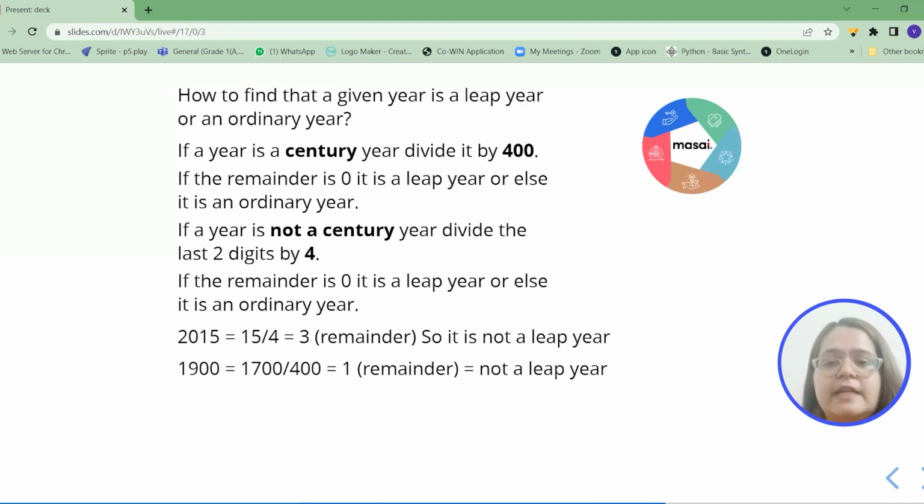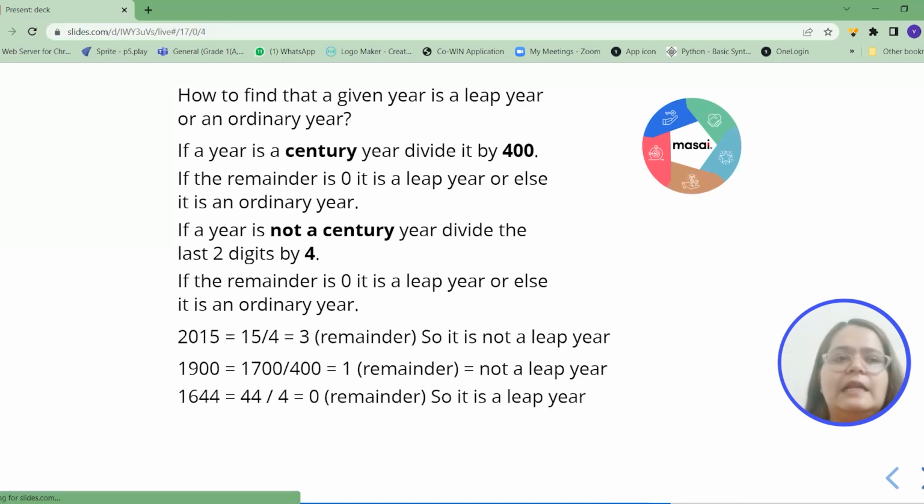Next, 1900. We can say it's a century year as it is ending with 00. So we divide by 400, and the remainder is not 0. So it is not a leap year. Similarly, 1700, if you divide, the remainder is 1, and 1900, if you divide, the remainder would be 3. So both are not leap years.